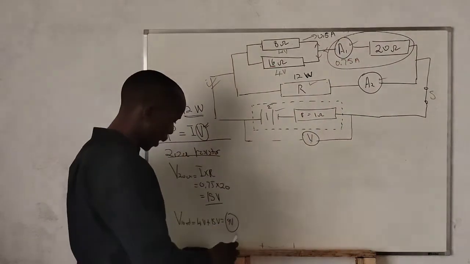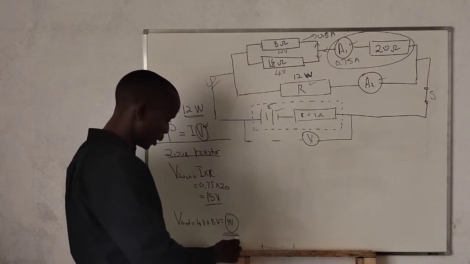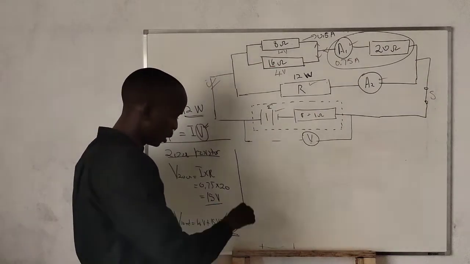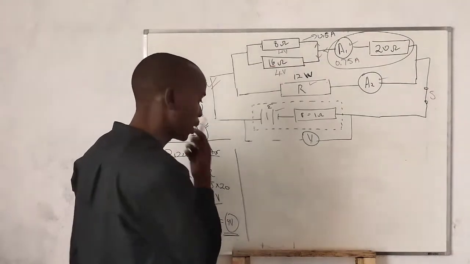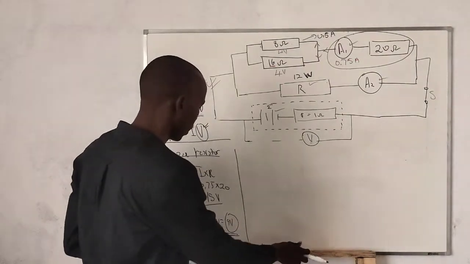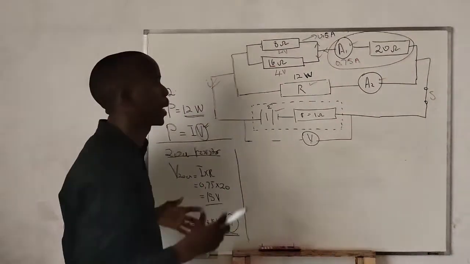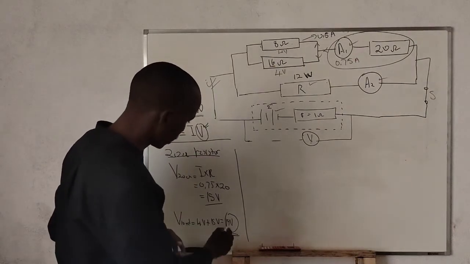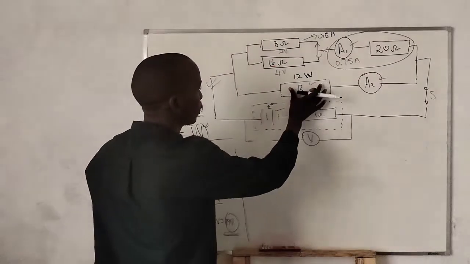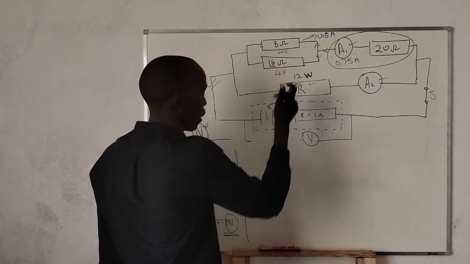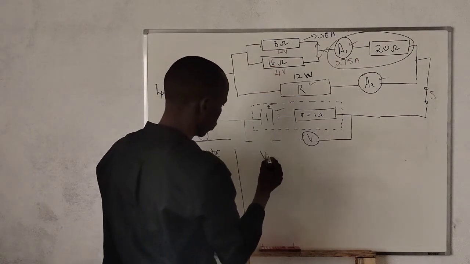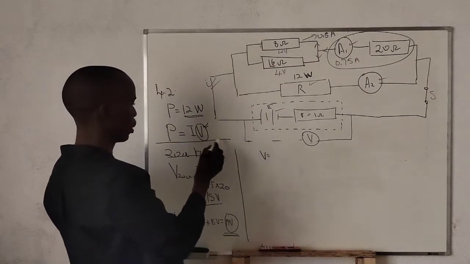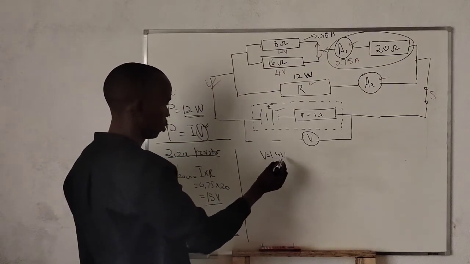So since they are parallel, we can still proceed. Since the resistors are parallel, we know that the voltage will also be 19. Then V is also equal to 19. The voltage I have been looking for is 19 volts.